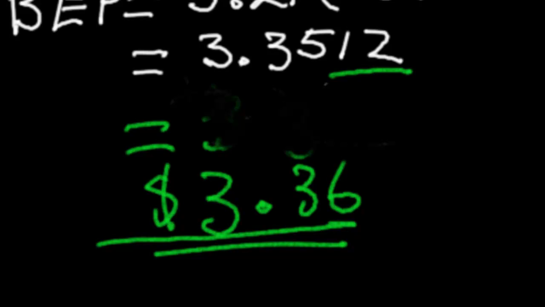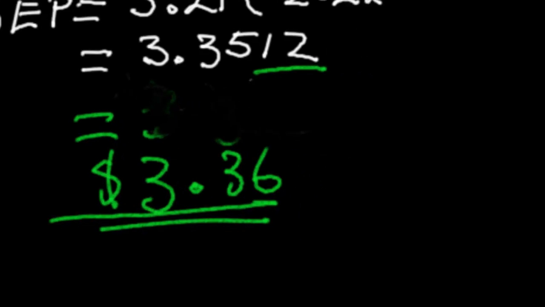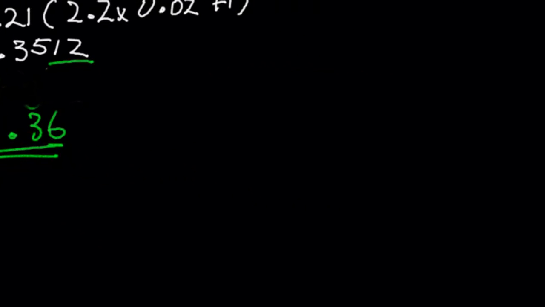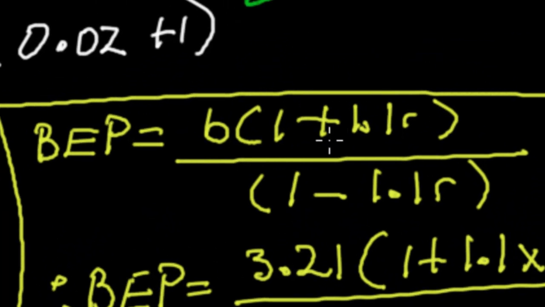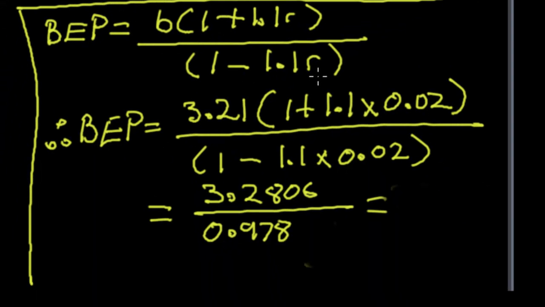What happens though when we've got the other formula? So let's have a look at how the other formula looks like and see how that works out. Same deal, we put in all the information you've got. Now it's the same as every single other question we do. We always put in all the information. B equals 1 plus 1.1R, and then divided by 1 take 1.1R. Start substituting all the numbers that you've done. Once again, being careful, make sure you do the brackets and stuff first, otherwise you get a bit confused. So you get 3.2806 divided by 0.978, that's the top line and bottom line respectively.